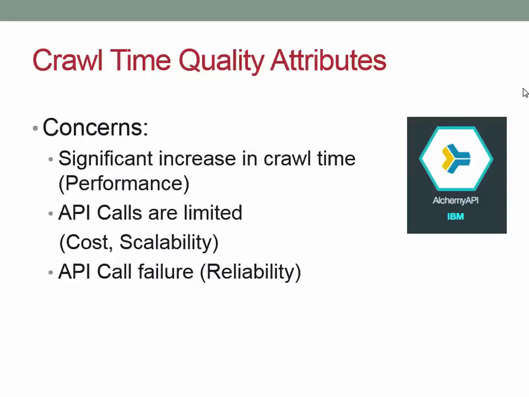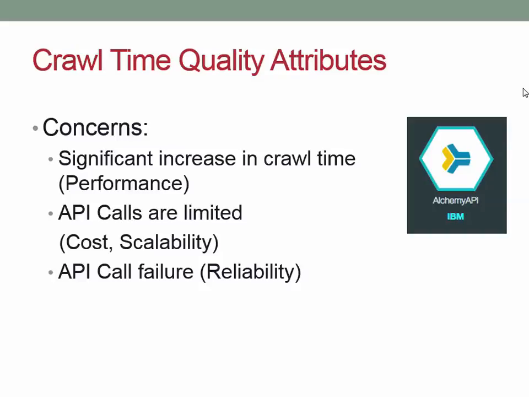Looking back at the crawl time pattern that we had seen earlier, some of the concerns we had there, we noticed a significant increase in crawl time. So when you're looking at providing a performance quality attribute scenario, you need to take that into account. There's an increasing amount of impact in the crawl time. Certainly can impact SLAs and things like that.